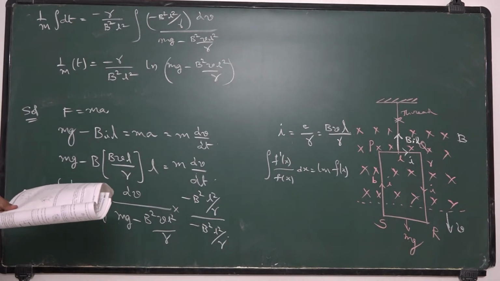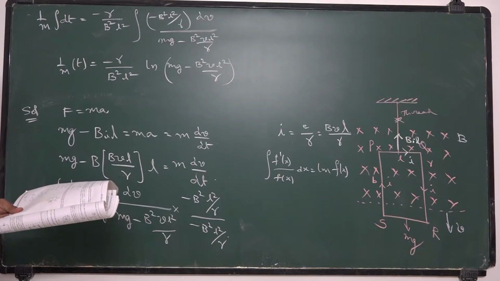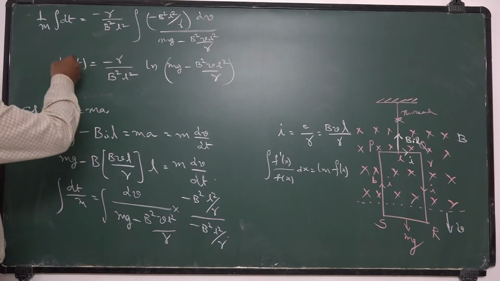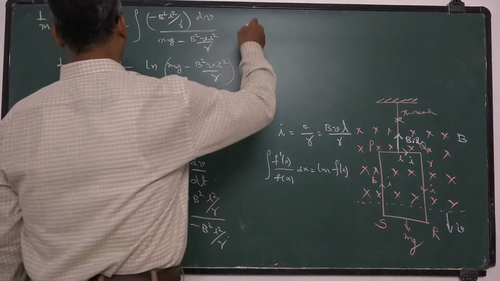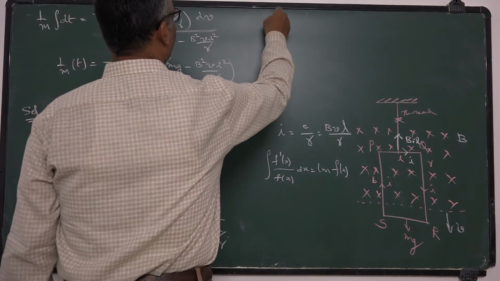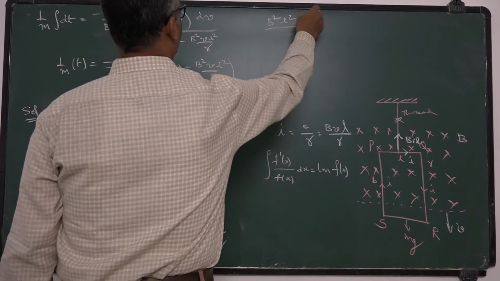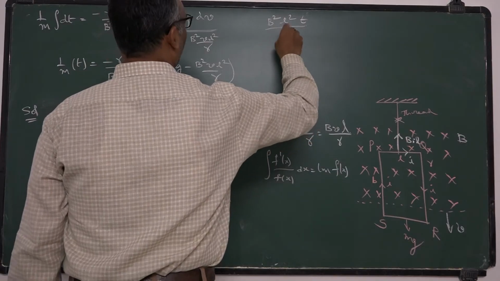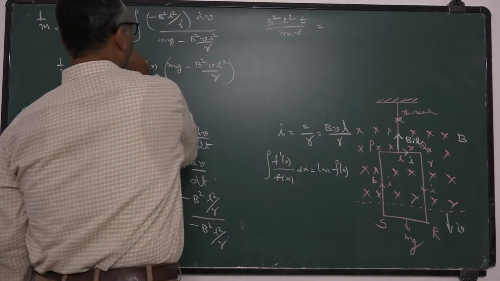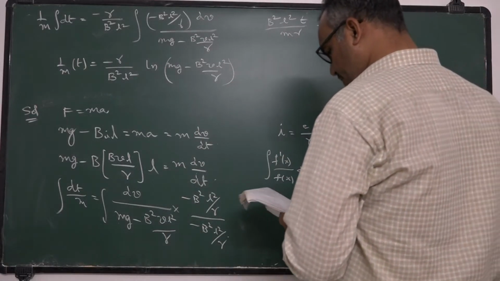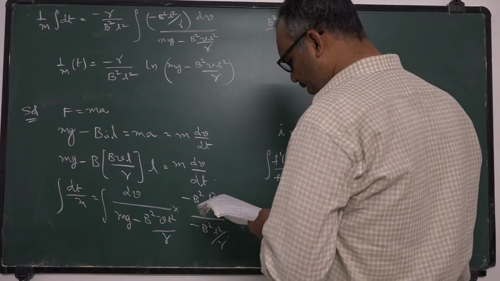You need velocity as a function of time. So in order to have the velocity here, bring these terms to this side. Then it is b square l square t by mr. This minus you can take inside.